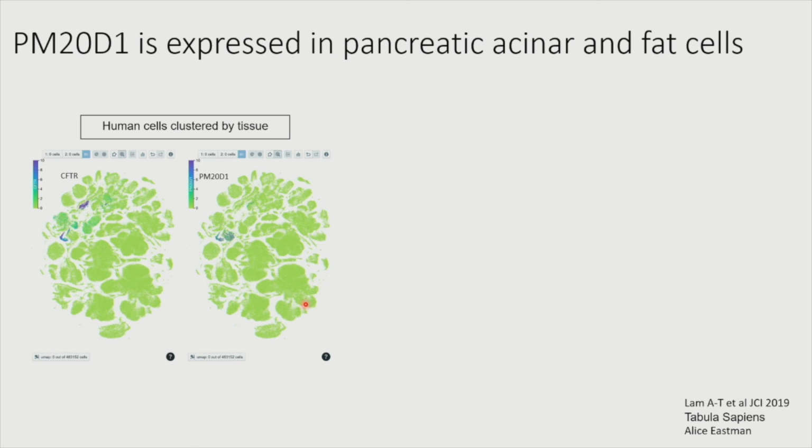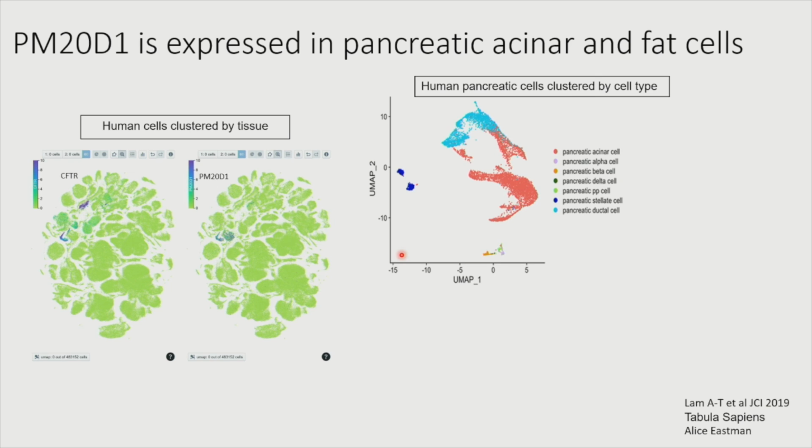What do you think is going on? PM20D1 is in fact expressed. This is Tabula Sapiens. I don't know if any people are familiar with this. This is entire tissues from a human. CFTR is found in the pancreas and in the lungs, pretty much, not too many other places, believe it or not. And PM20D1 is found in the pancreas. What does the pancreas data look like?